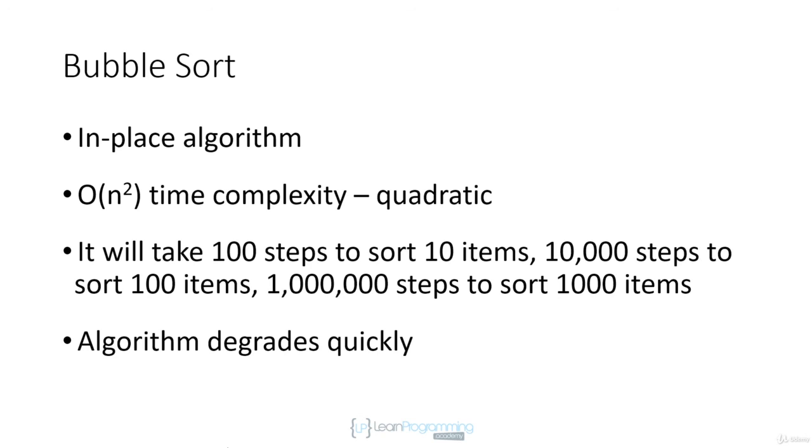Now this algorithm has O(n squared) time complexity. It's a quadratic algorithm. So that means that it'll take 100 steps to sort 10 items, 10,000 steps to sort 100 items, 1,000,000 steps to sort 1,000 items. So as you can see, this algorithm really degrades quickly.